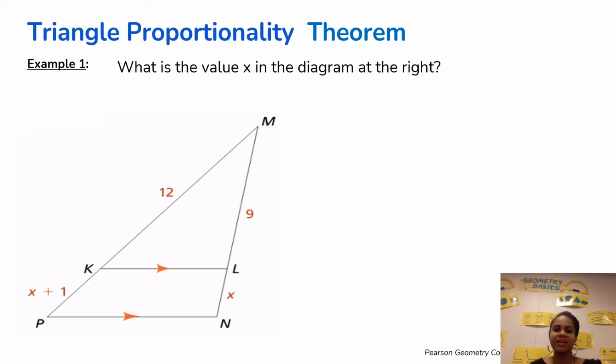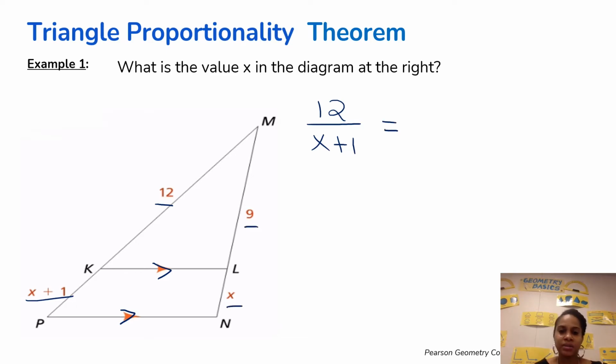All right, so let's take a look at our first example here. We have this triangle, and since these two sides are parallel, we could use the side splitter theorem or the triangle proportionality theorem. So I'm just going to set up a proportion as 12 over x plus 1. These sides are proportional, is equal to 9 over x. So that is my proportion, and I'm just going to solve that proportion.